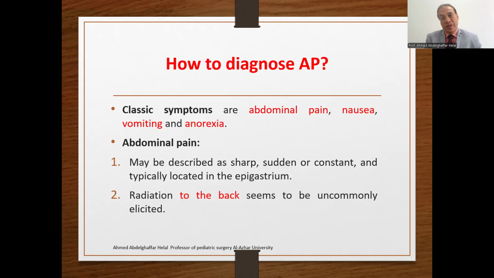How to diagnose acute pancreatitis? It's important to go through the history of the abdominal pain. Classic abdominal pain is sharp, sudden, constant, and located in the epigastrium. However, the radiation to the back described in adults may be uncommonly elicited in children.